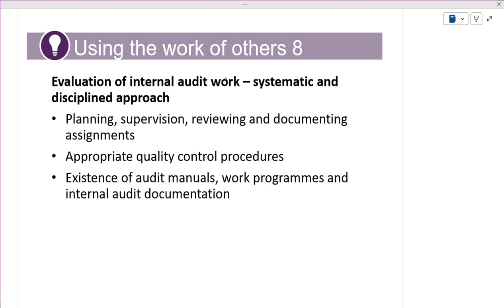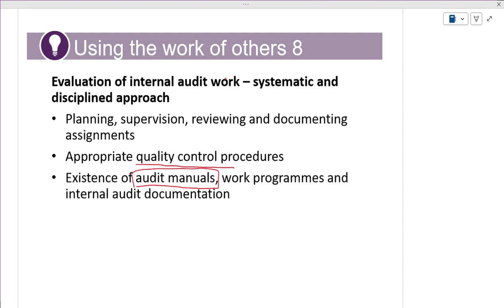They should have planning, supervision, reviewing, and documenting of assignments. They should have good quality control procedures and existence of audit manuals. This is a little bit more important. Okay, this is for understanding.